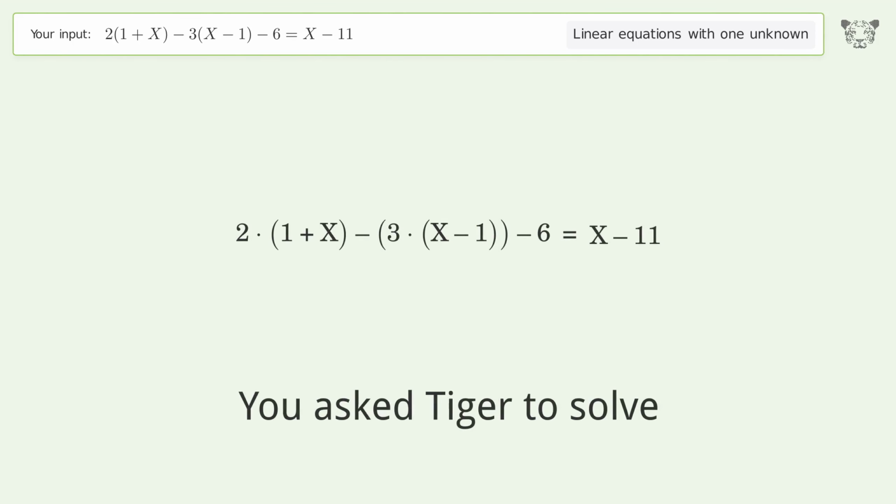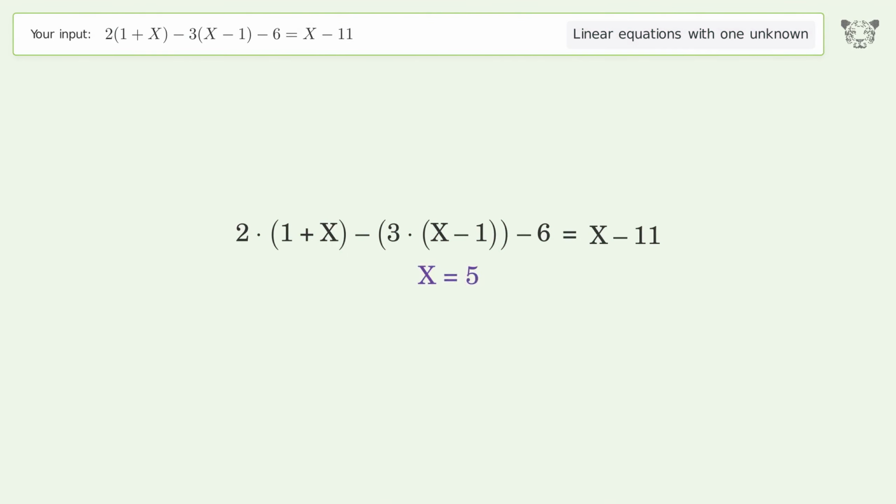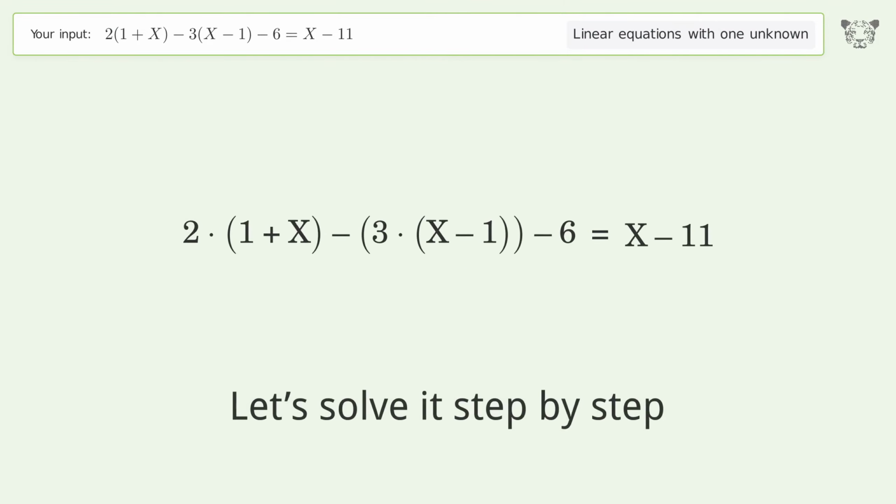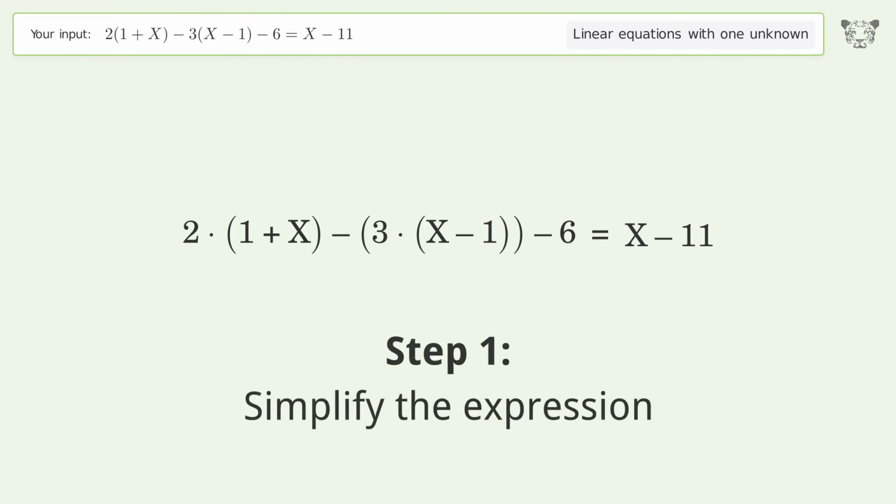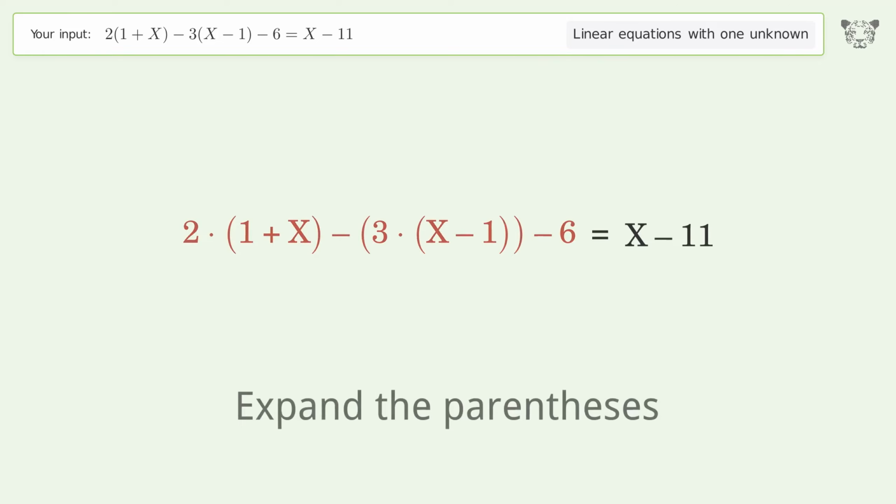You ask Tiger to solve. This deals with linear equations with one unknown. The final result is x equals 5. Let's solve it step by step. Simplify the expression. Expand the parentheses.